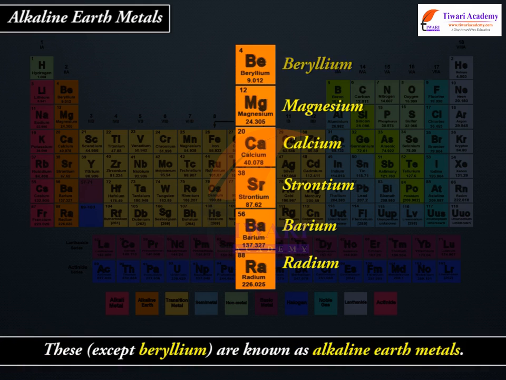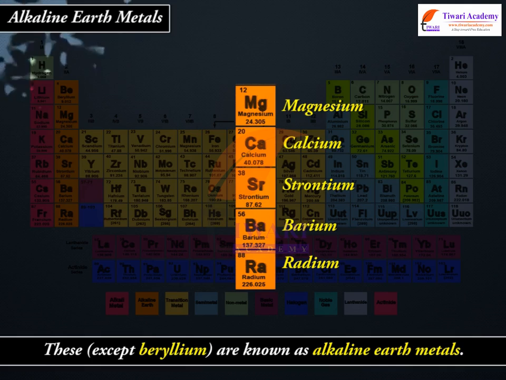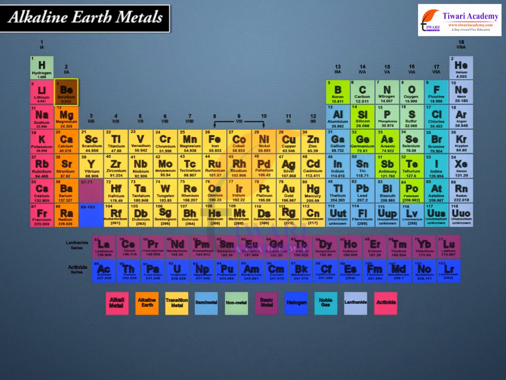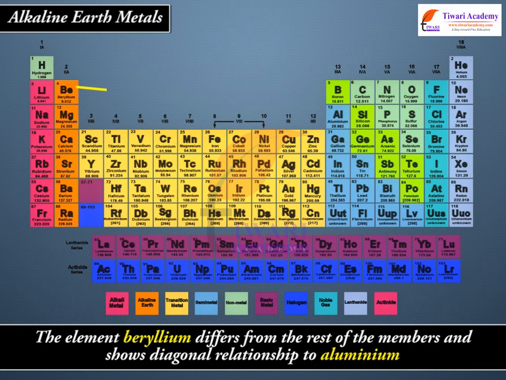These, except beryllium, are known as alkaline earth metals. The element beryllium differs from the rest of the members and shows diagonal relationship to aluminium.